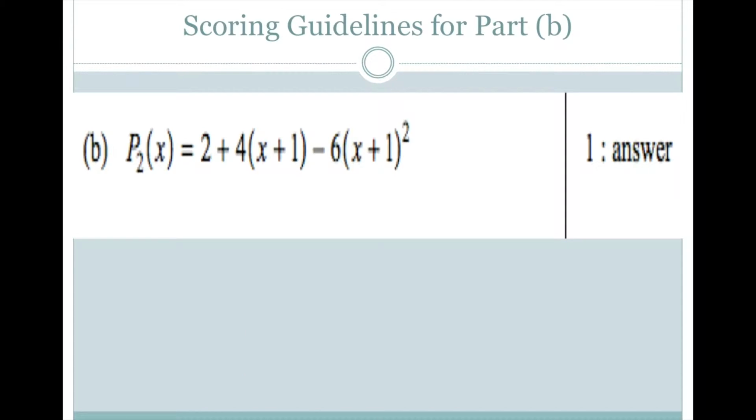When we look at the scoring guidelines for part B, we find that only 1 point is given, and that's for getting the right answer, which makes it nice and hard at the same time, because although there's not a lot of work you have to show for this problem, you really need to get the right answer in order to get the full point, which means you can't afford to make any arithmetic errors in between, and you really have to know your Taylor polynomial formats very well.